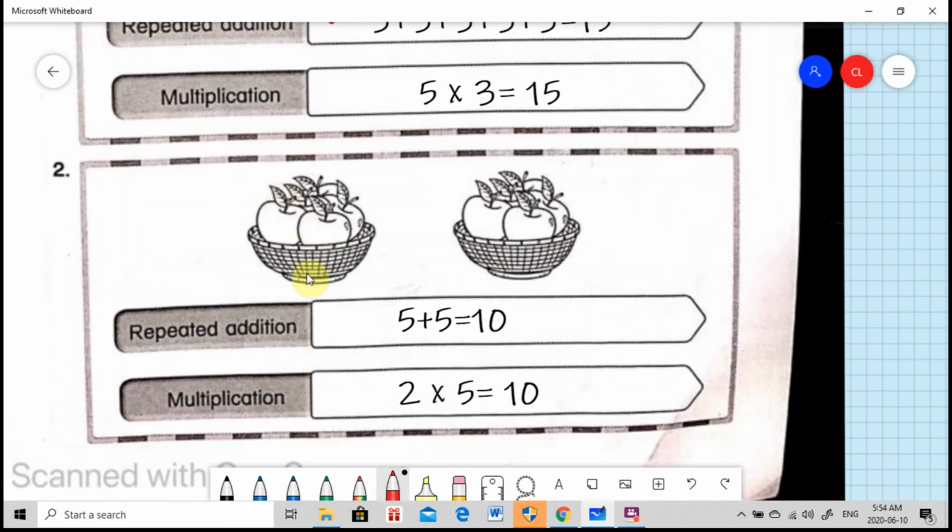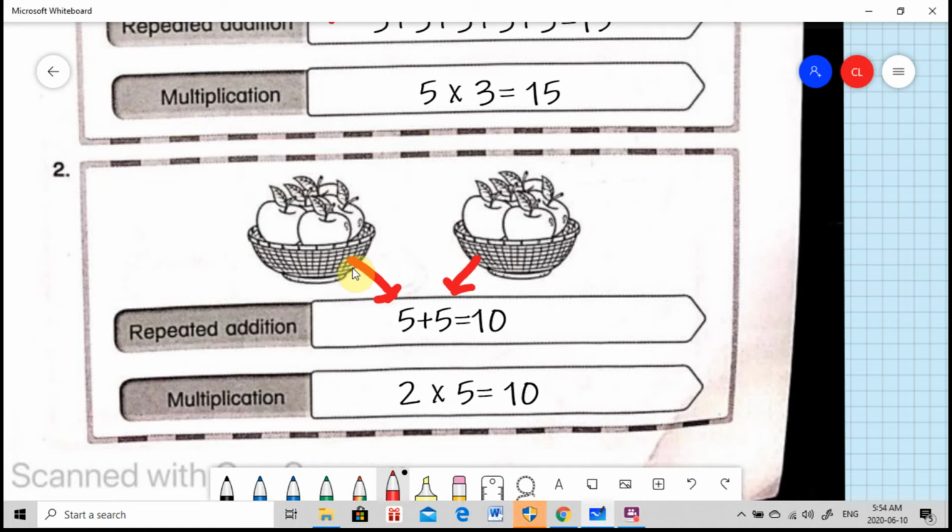Now let's move on. This one is the same thing. If you want to find out how many apples there are altogether, we could just add them up. We take this 1, 2, 3, 4, 5. This is the 5. 6, 7, 8, 9, 10. So we have 10 here. We could just add them all up together, 5 plus 5, or we can use multiplication.